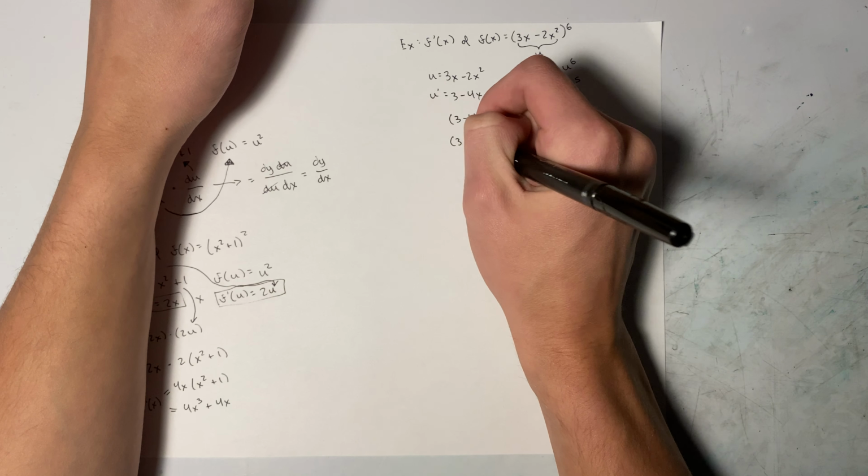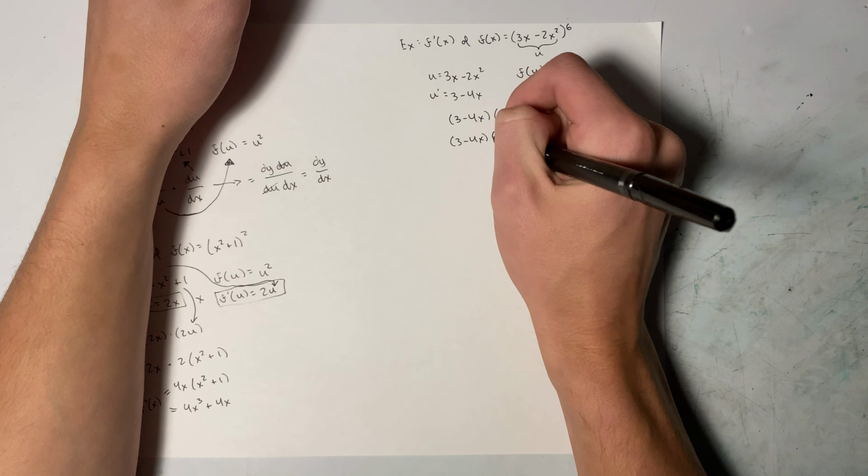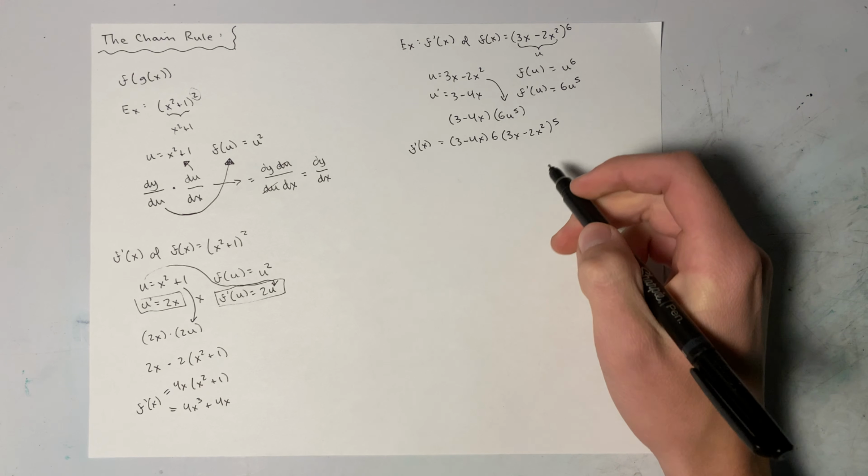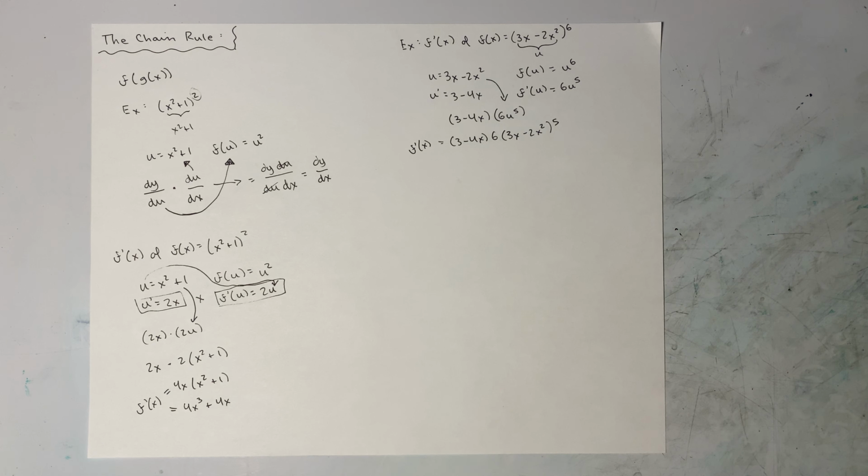And then we could just substitute. So 3 minus 4x, 6. And then we substitute u in. So 3x minus 2x squared to the 5th. And this is what our f prime of x is going to be. You can simplify this more, but however, this is what it's going to be equal to.